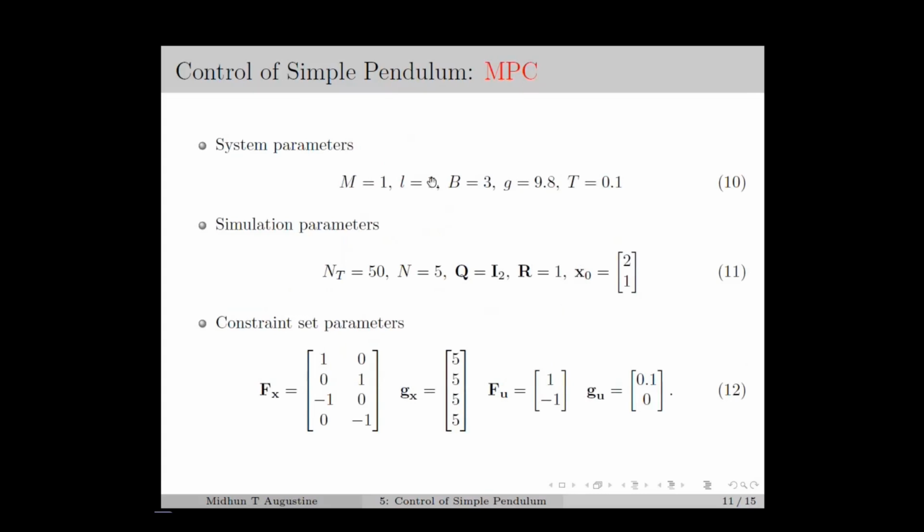Now, the system parameters are chosen as in equation number 10, and the simulation parameters are chosen as in equation number 11. And for MPC, we select the constraint set parameters as in equation number 12. In the simulation, we consider two types of problem. The first one is the stabilization problem, in which the state reference XR will be 0. And the second one is the set point tracking problem, in which the reference XR will be non-zero.